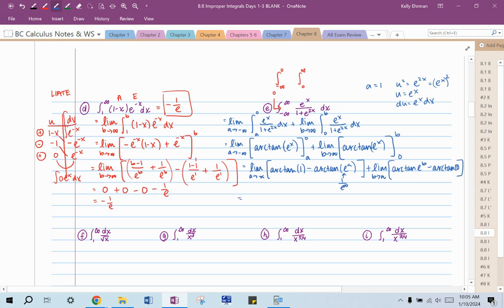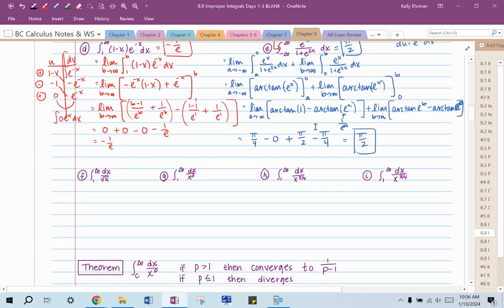Now we can take our limits. So the arctangent of 1 is pi over 4. The arctangent of 1 over e to the infinity, because a was negative infinity, is the arctangent of 0. So that's minus 0. Plus the arctangent of infinity is pi over 2 minus the arctangent of, not 0, sorry, e to the 0. So minus the arctangent of 1, so minus pi over 4. So the pi over 4's cancel, and this is pi over 2. So this integral equals pi over 2, converges to pi over 2.